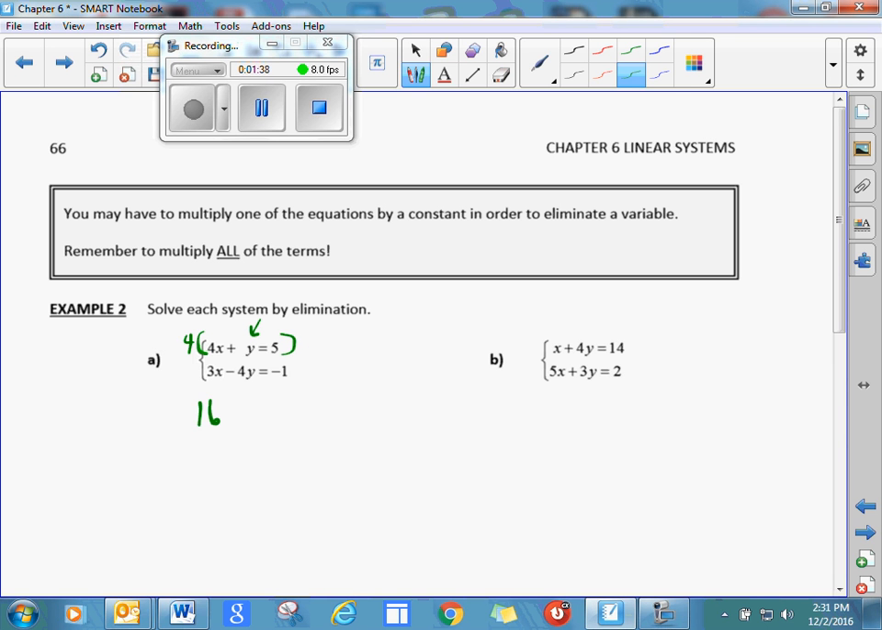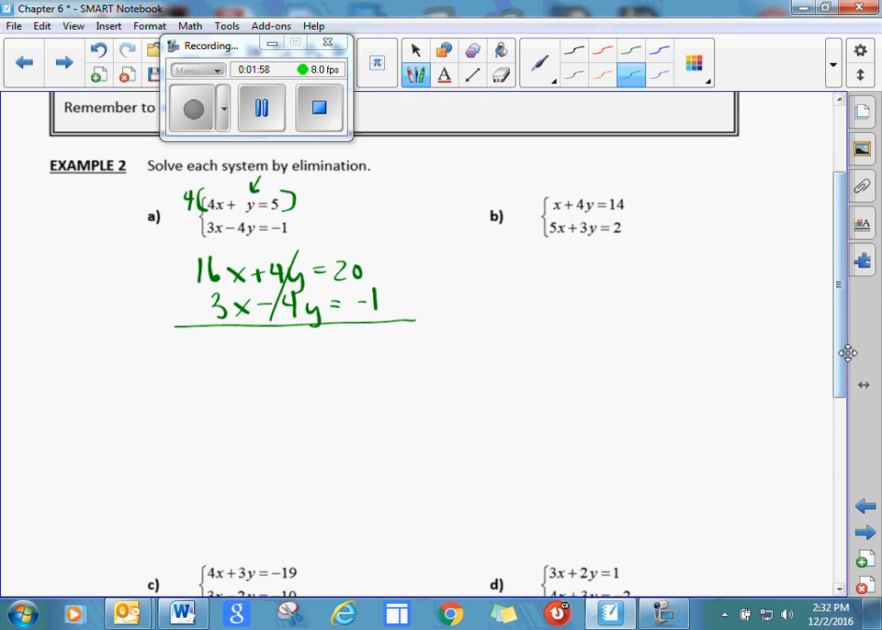So that becomes 16x plus 4y equals 20. And now if I write my second equation underneath it, I can add these two together and my positive 4y and negative 4y will cancel each other out. So that works pretty handily. I get 19x is equal to 19. Divide both sides, of course, by 19, and you get x is equal to 1.